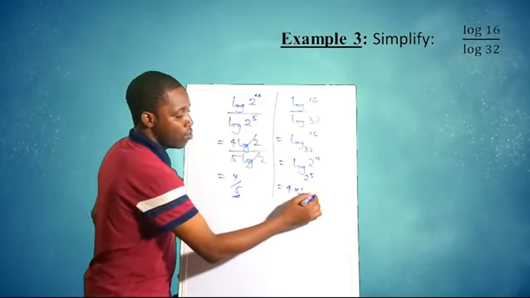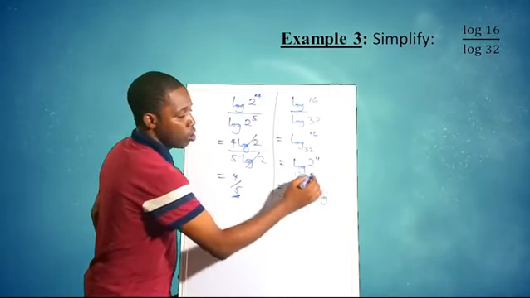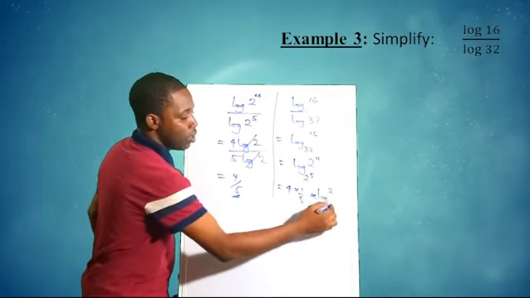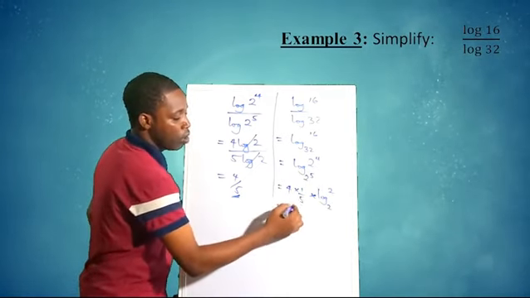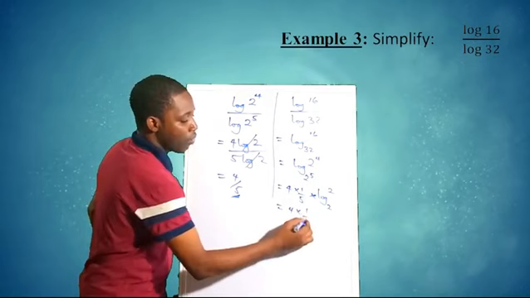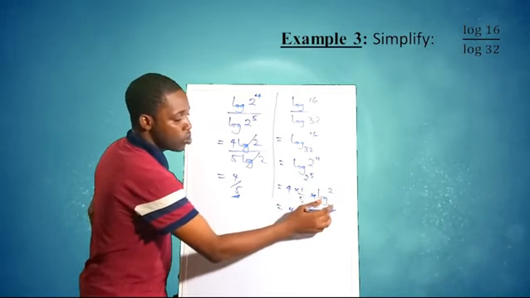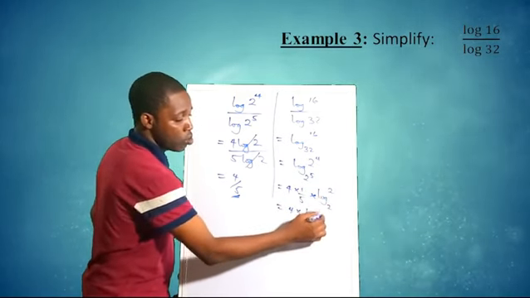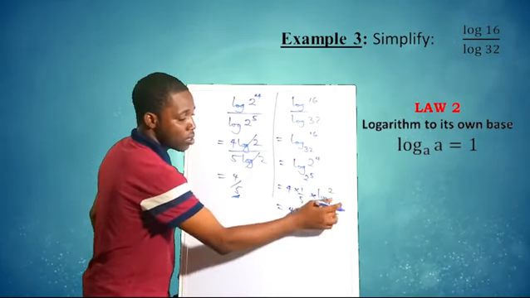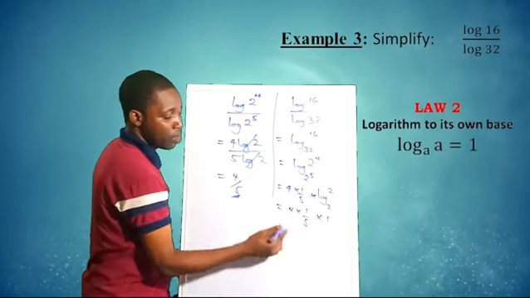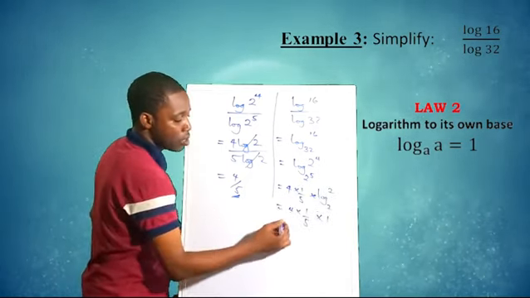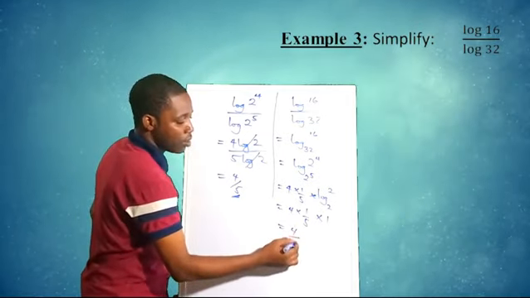So that we have times log, we have the number 2 and the base 2. So this is 4 times 1 over 5. Log 2 to base 2, according to law 2, is 1 because the base and the number are the same. So 4 times 1 times 1 is 4, and we have 5 as denominator, which is 4 over 5.